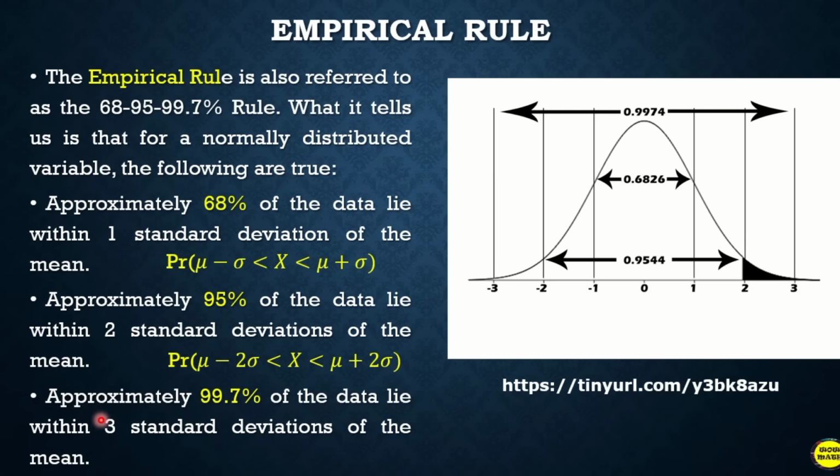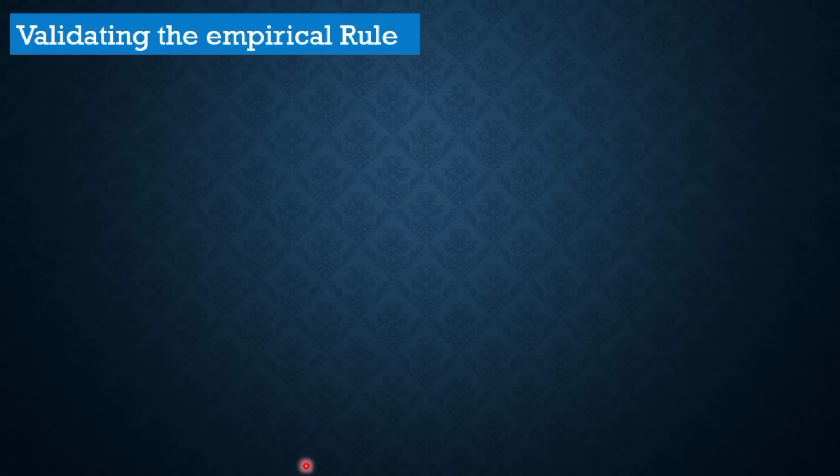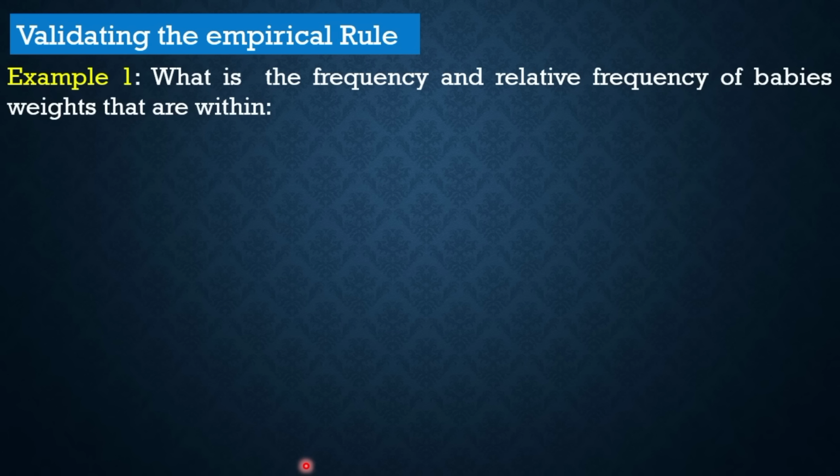And ganun din dito. For 99.7%, approximately of the data lie within 3 standard deviations. Mula naman dito, negative 3 to 3. Alright? Ibig sabihin, kapag kinuha natin yung interval or yung range nung 99.7%, we're going to use this formula. Tatandaan nyo lang ito. Okay? So, let's validate the empirical rule. I'll give you one example para ma-validate natin yung sinasabi ng empirical rule. Okay. What is the frequency and relative frequency of babies' weight that are within?